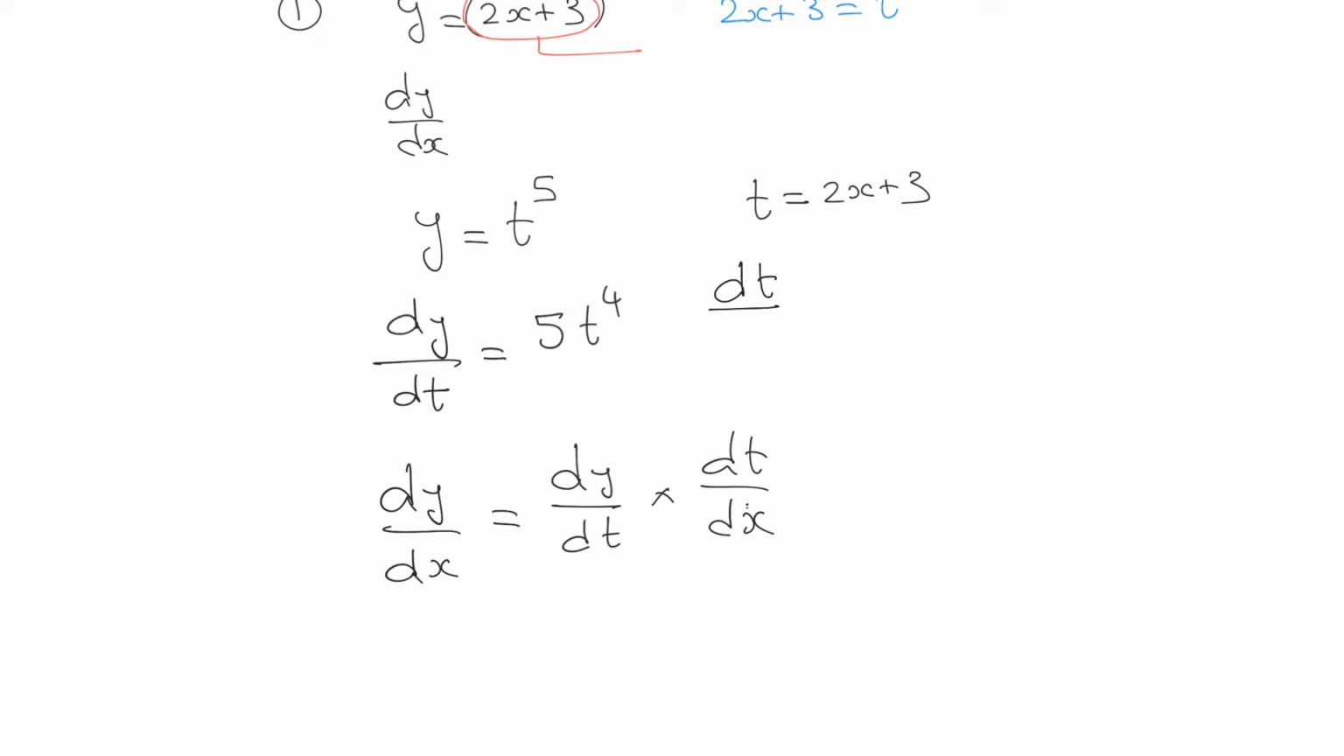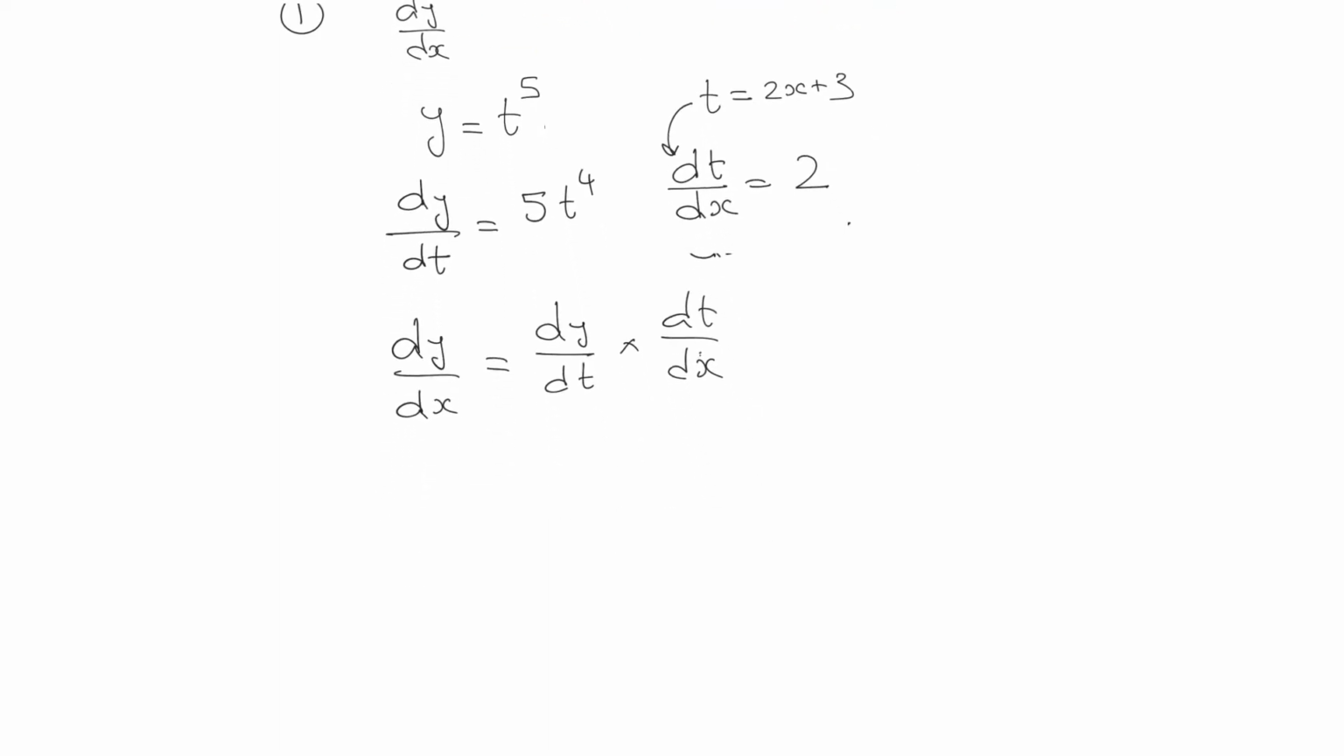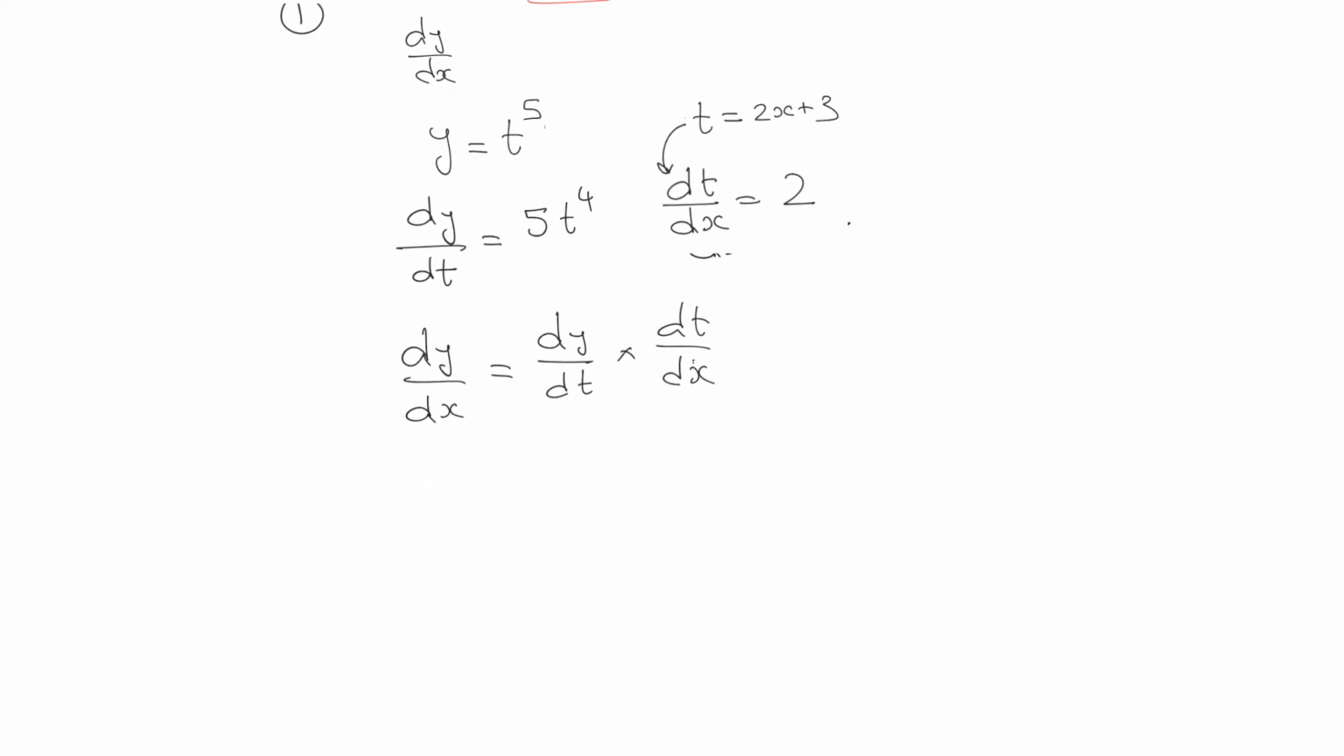So I'm just going to differentiate this equation with respect to x. So I'll get the value of dt by dx, which is equal to 2. Now we got the value of dy by dt and the value of dt by dx. So we can find the value of dy by dx is equal to dy by dt, which is 5t raised to 4, into dt by dx, which is equal to 2. So we can write the final answer will be equal to 10t raised to 4.